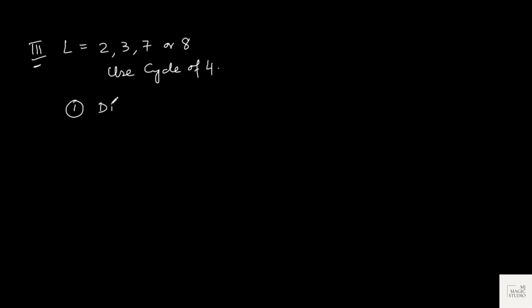So we'll go slow once again with group 3 L's. If L is 2, 3, 7 or 8, then we use the cycle of 4. Now how to use this cycle of 4? Step number 1, divide the last 2 digits of your exponent A by 4 and find the remainder.